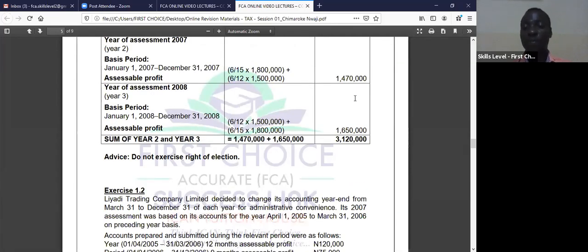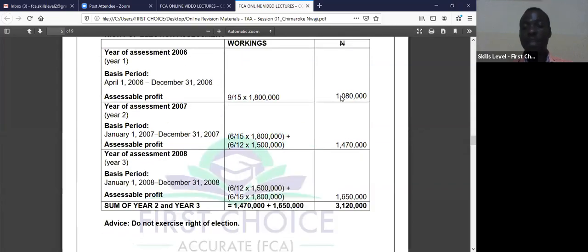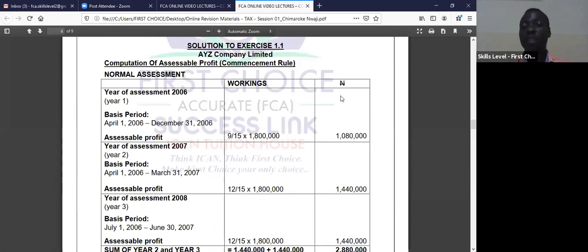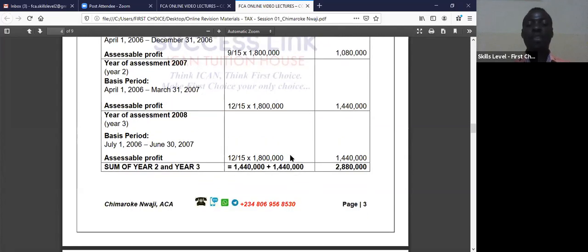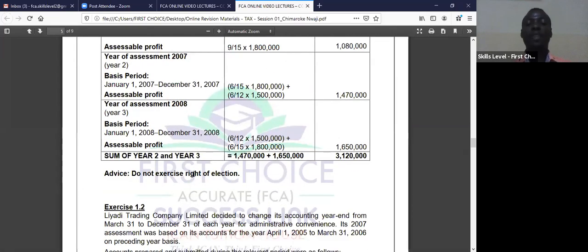Of course, you know the first year is the same as the first year here, so it's not a deciding factor. You must pay this 1,080,000. But for these 2 years following, you prefer this method, and so you will not exercise your right. That's why I say advice here: do not exercise right of election. Don't choose the alternative.